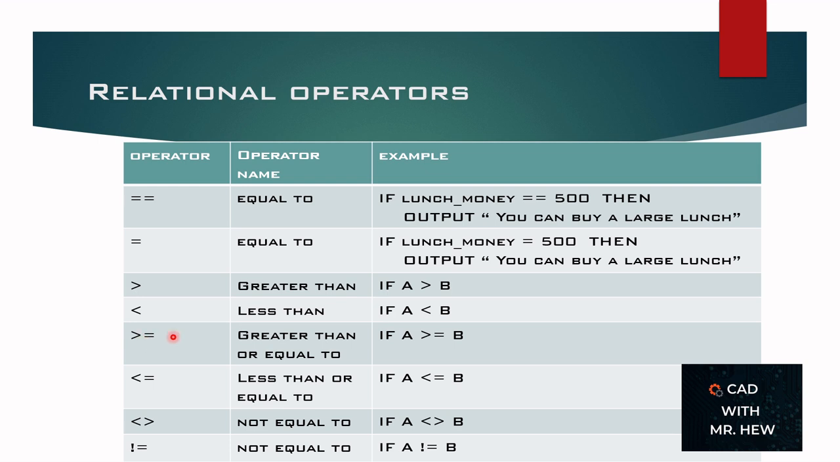We have greater than or equal to. So as an example, A is greater than or equal to B. Then here we have less than or equal to, and here we have the example. If A is less than or equal to B, then we would do an action, and we have not equal to. So here's the example. If A is not equal to B, then we could perform an instruction, and this is another way to write not equal to.